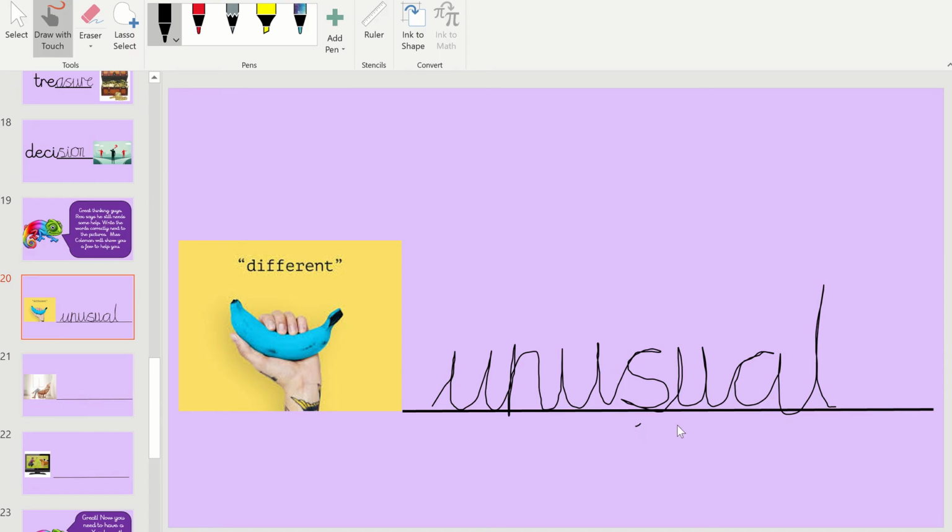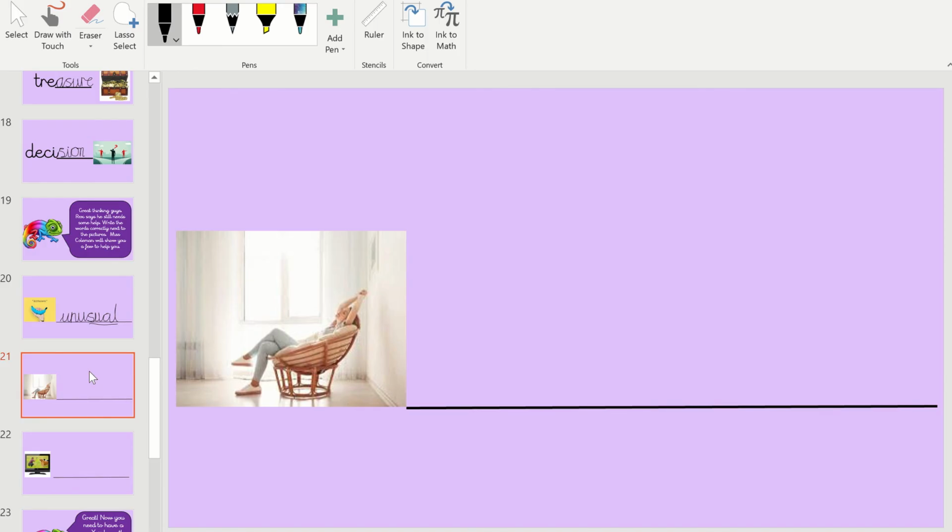So that one was unusual. Oh, can you remember what this word was for this picture? Oh, thanks everyone. Leisure. That's when you can do things in your own free time, when you've got some time for yourself. So let's have a go at this one. Leisure.